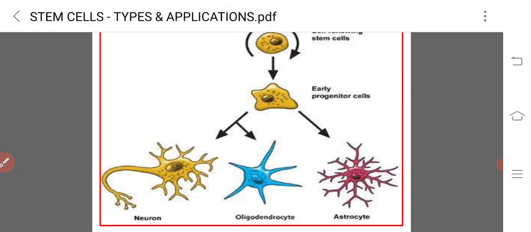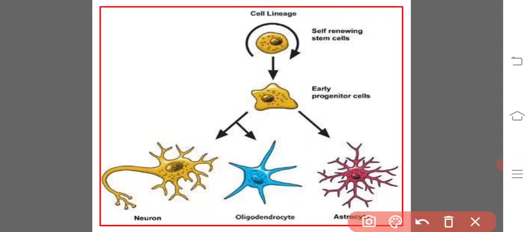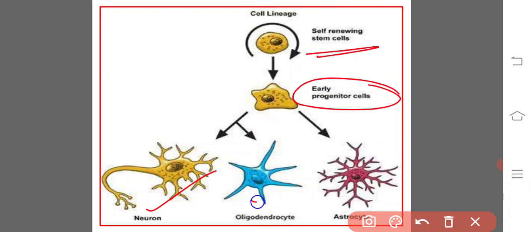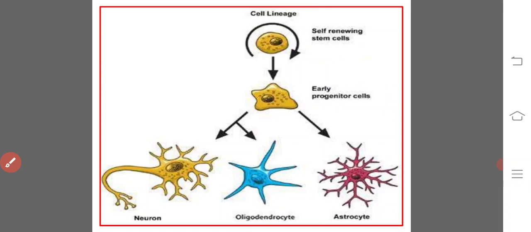Here, this is the self-renewing stem cell, early progenitor cells, and they differentiate into neuron, oligodendrocyte, and the astrocyte of the nervous system.